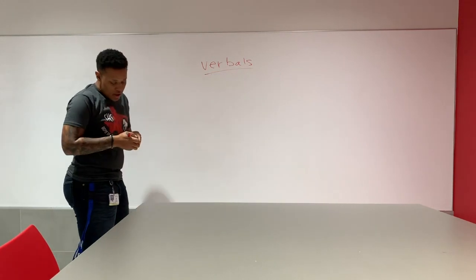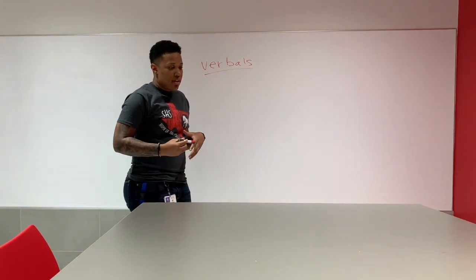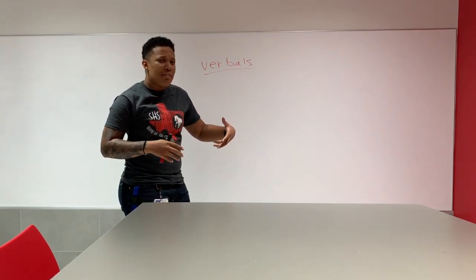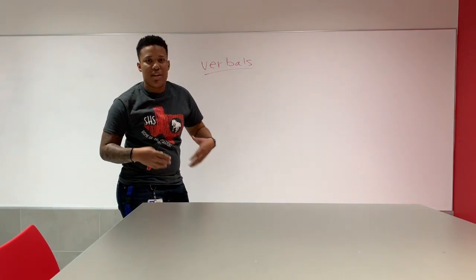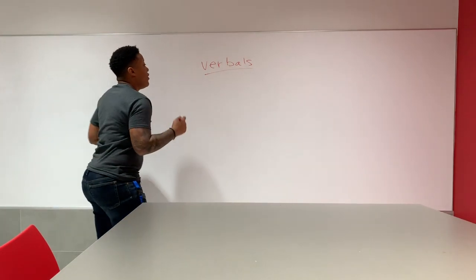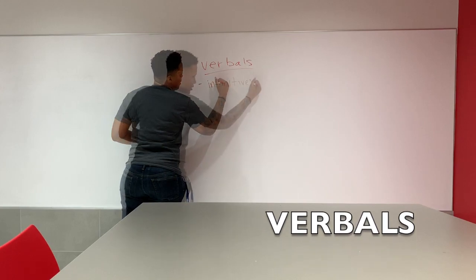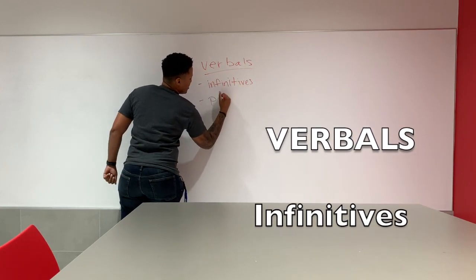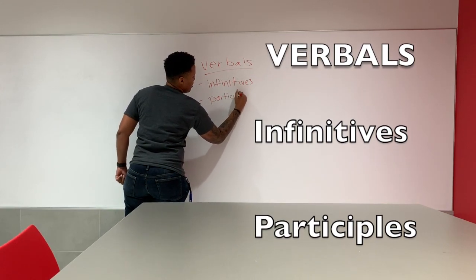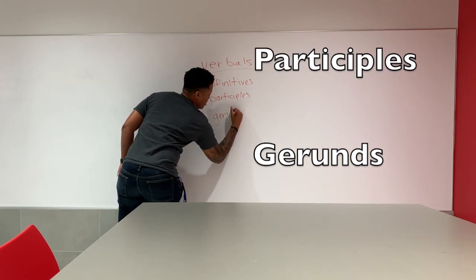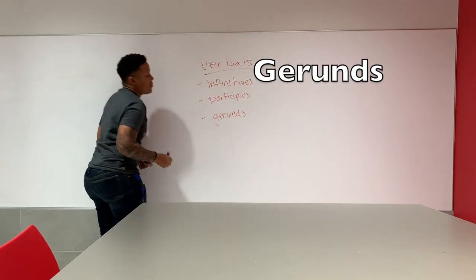All right, so verbals are words that are derived from verbs or made up from verbs, but they're not forming the action of a sentence, meaning they're not being predicates anymore. And there are three types of these. They're going to be infinitives, then we have participles, and gerunds. And we'll talk about each of these today.